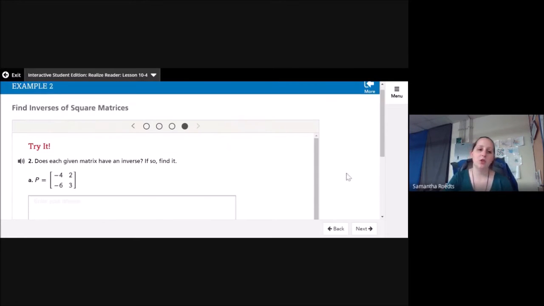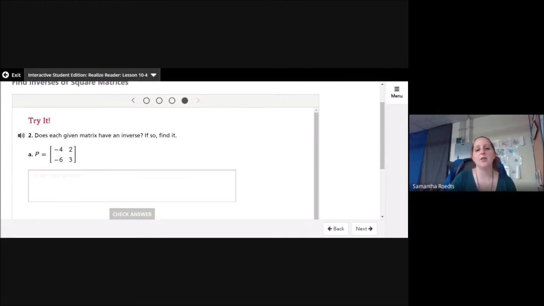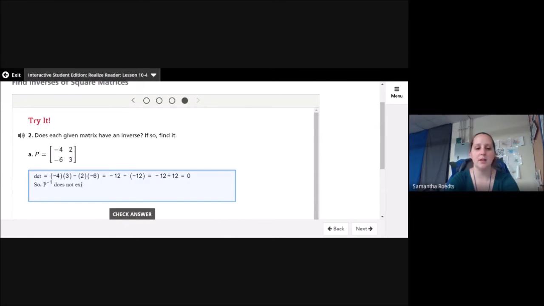All right, so 2, does each given matrix have an inverse? If so, find it. So I need to figure out the determinant. So the determinant is -4 times 3 minus 2 times -6. So this gives me -12 minus -12, which is -12 plus 12, which equals 0. So the inverse of P does not exist.